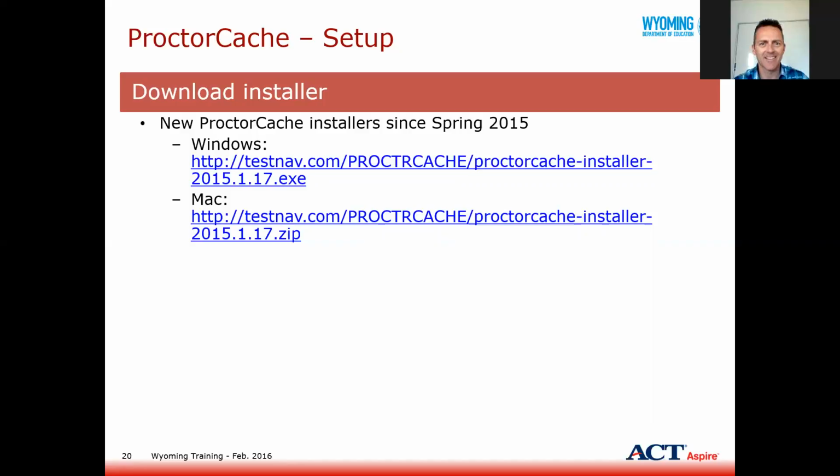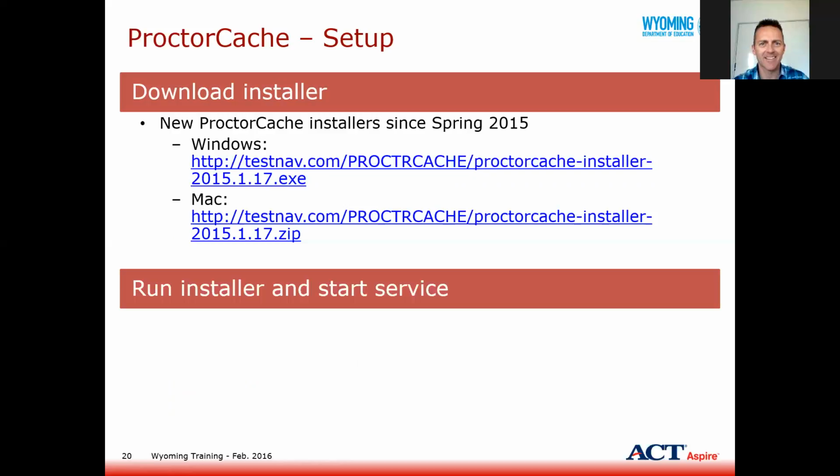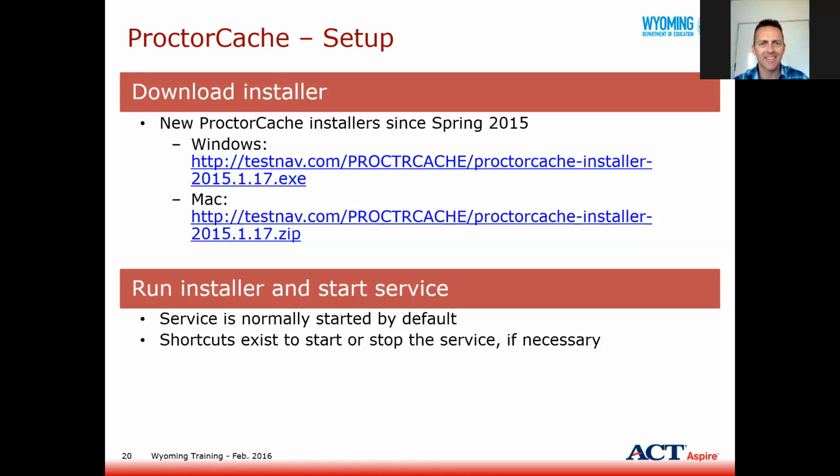Both of these installations are found, again, we have this link for the executable or the zip file, but they're also available on the actaspire.pearson.com ACT Aspire page underneath the technology tab, where you can download that respective information. After you download it, you want to run the installer. It's a quick InstallAnywhere wizard that'll prompt you through the minimum installation steps.